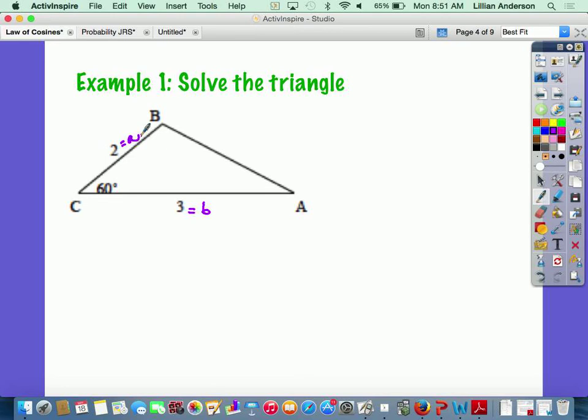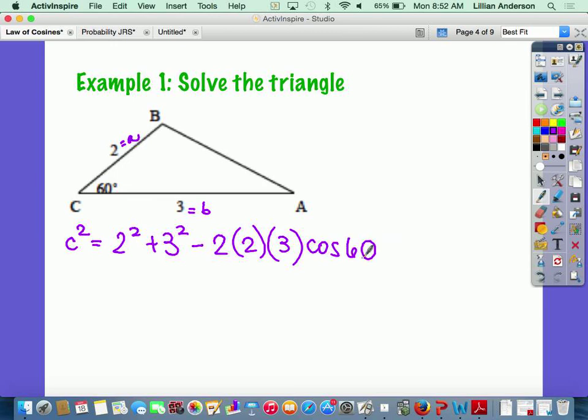So we set up the formula, we plug everything in. It's going to be C squared equals 2 squared plus 3 squared, so plug in A and B, minus 2 times 3 cosine angle C, which was what? 60. Okay? And so what we can do is we can actually just type this whole line into our calculator, okay?